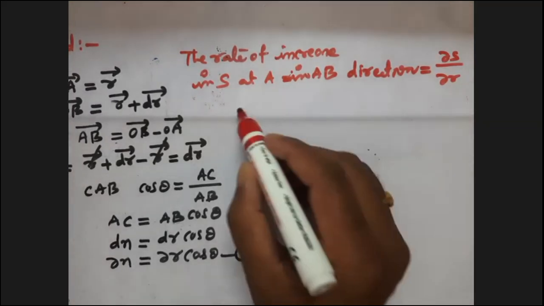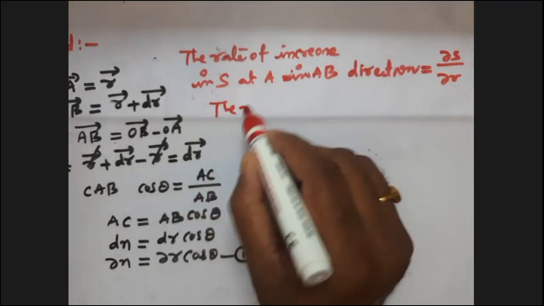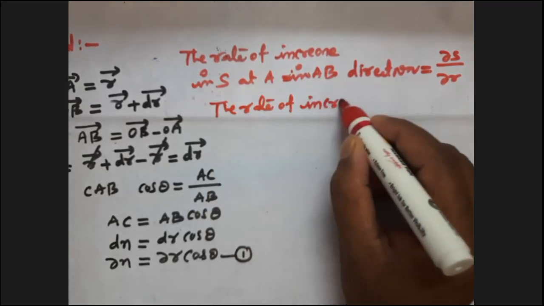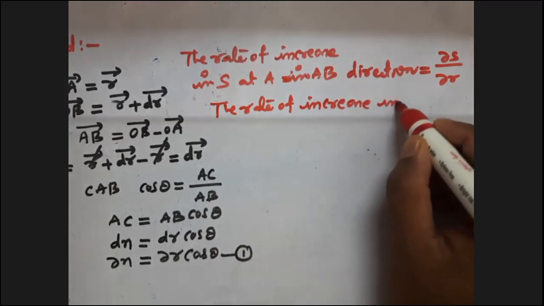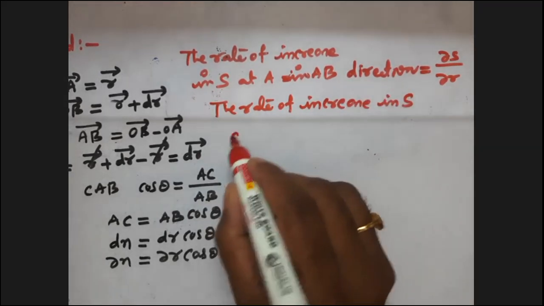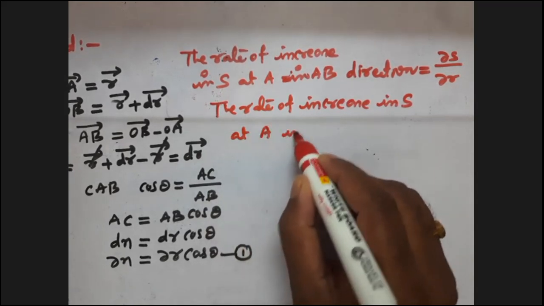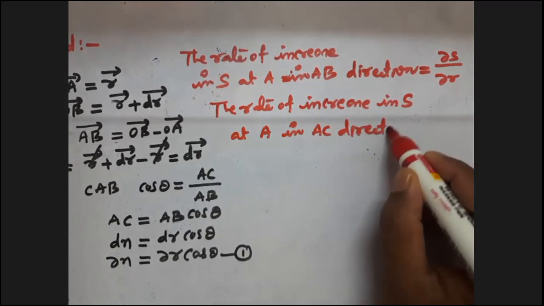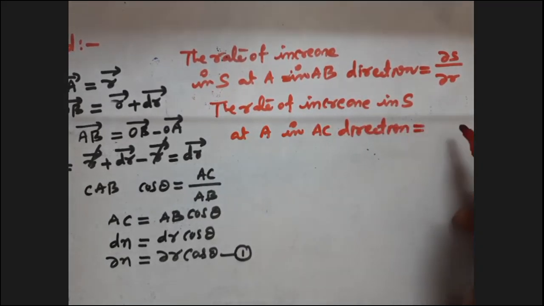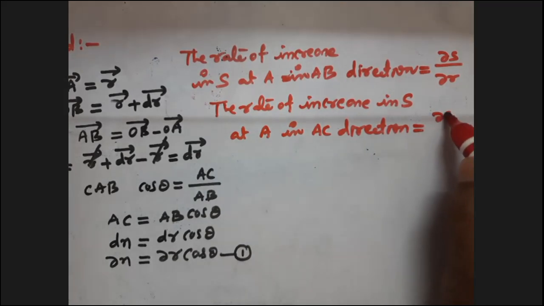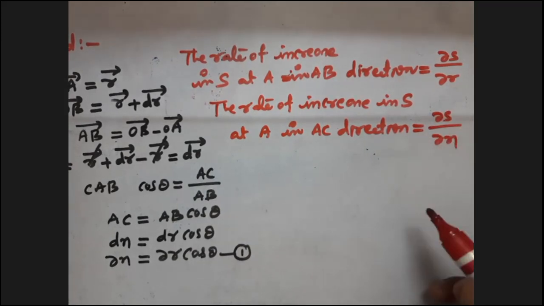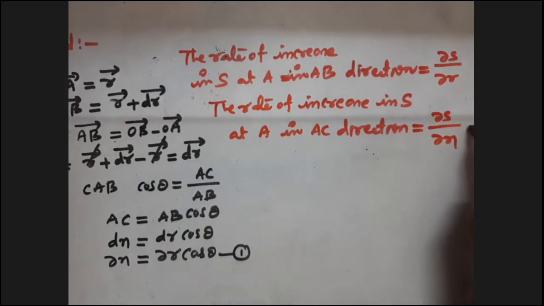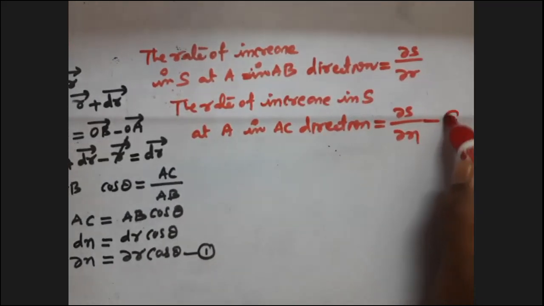Similarly, the rate of increase in S at the point A in the AC direction is given by, since AC is equal to dn, this would be dou S by dou n. Say this is equation 2.